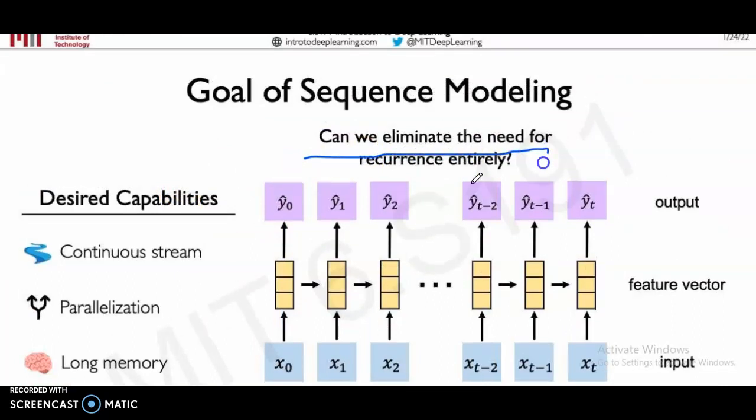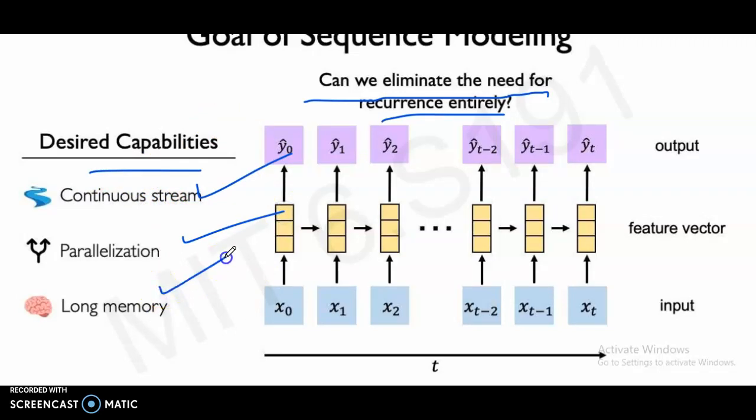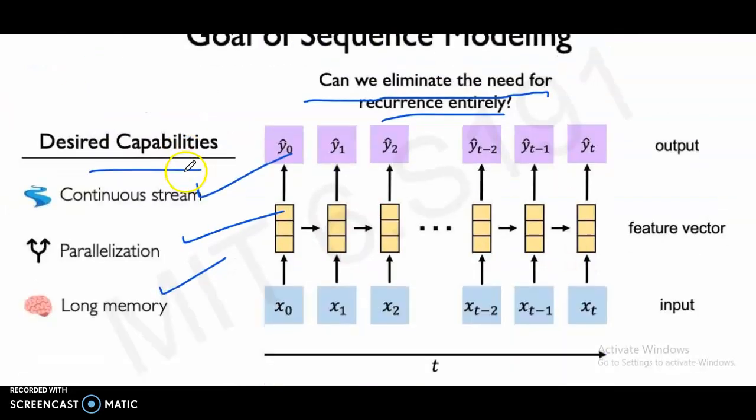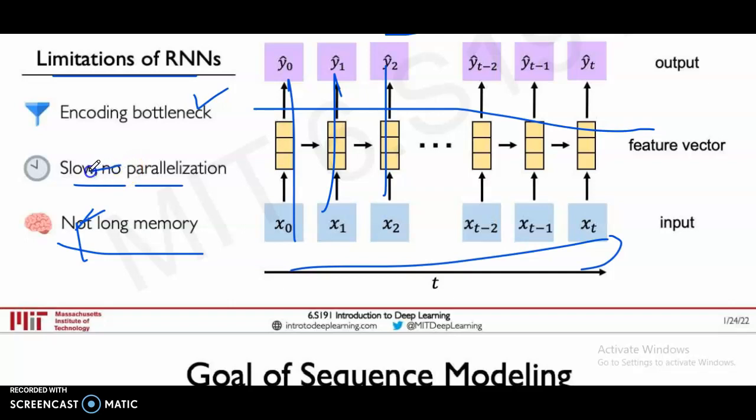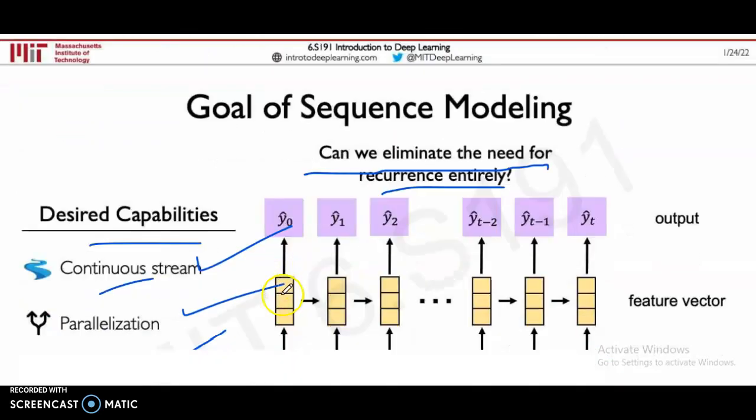Can we eliminate the need for recurrence entirely? What do we have to eliminate? We need to increase these capabilities: continuity, parallelization, long memory. That is the opposite of what we have now. Long memory, then parallelization, then continuity. This is to be closed. How?